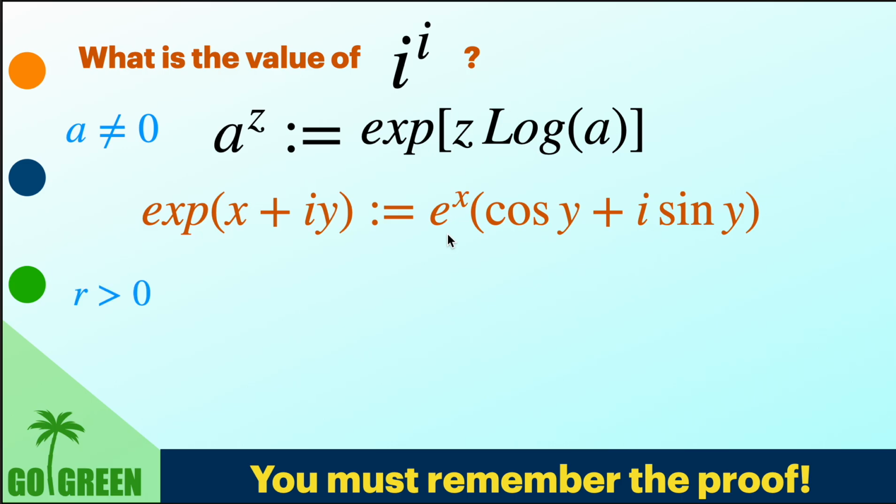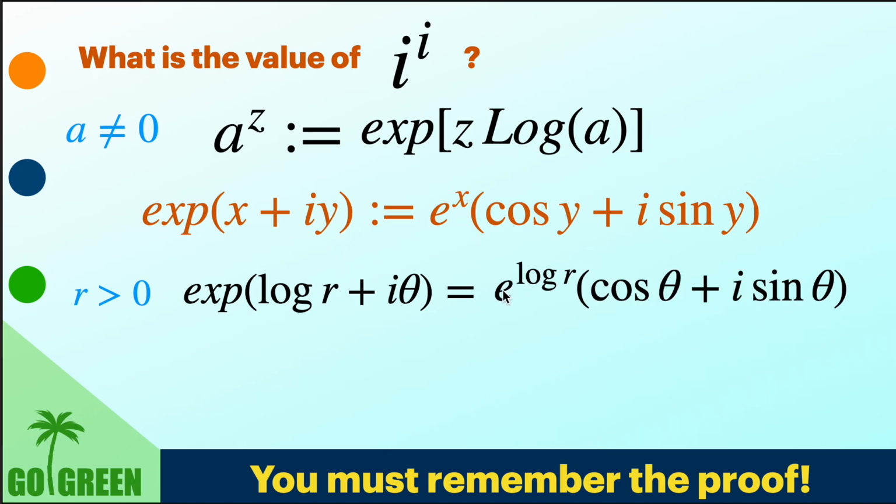So then, for example, if you take r bigger than 0, suppose, then what is this number, exp of log r plus i theta? Can we calculate this? Yes, because if r is bigger than 0, log r, basically small log, is defined, and theta is any real number. So exp of log r plus i theta, this gives what? By this definition, it must be e to the power x, where x is log r, so e to the power log r.